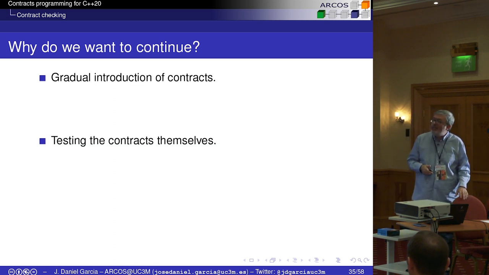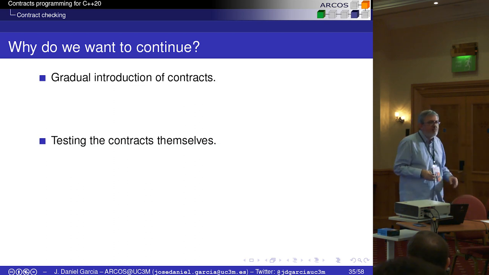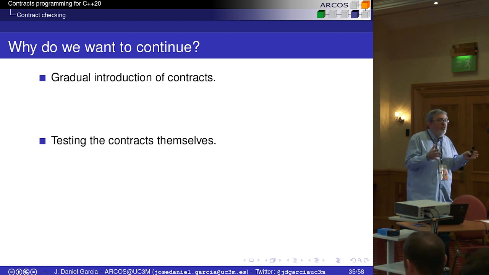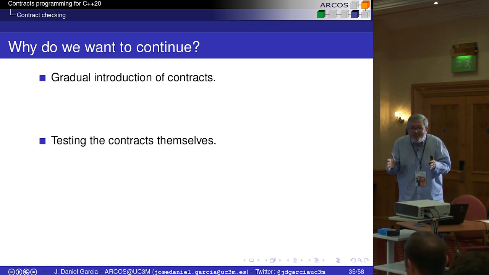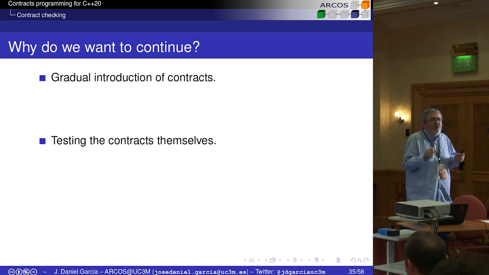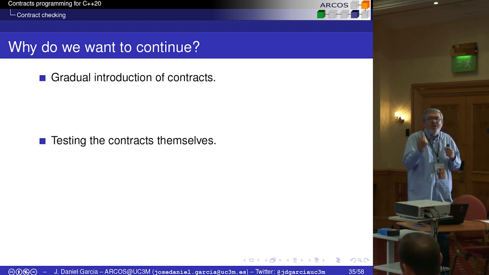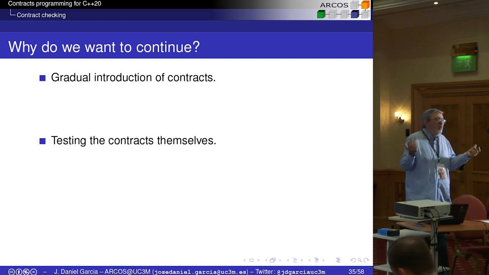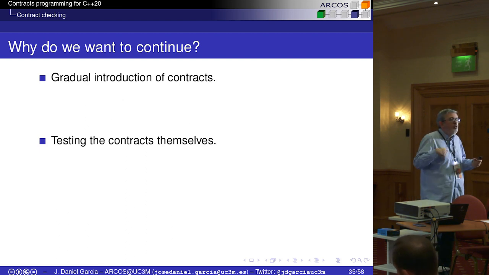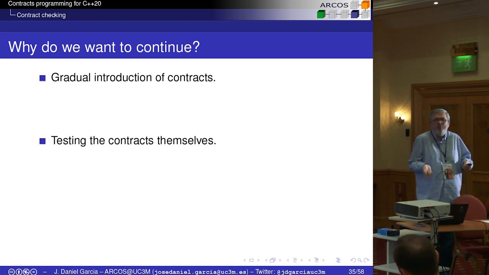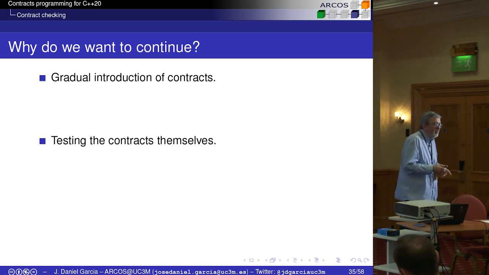Another case is testing contracts. So if you have your contracts, you want to test them. Now, the way you test a contract is supplying invalid values, and then the contract will be broken. Now, you have your unit test suite, and you don't want for each of these cases to stop the testing process. So this is another case where you want to continue. I know that I am going to break the contract, but this is the right thing here.